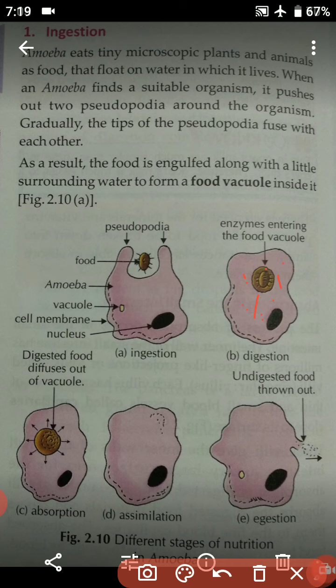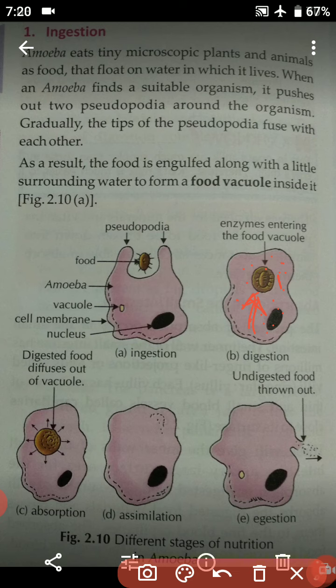So let me tell you once again. Inside the amoeba there is a cytoplasm. This is cytoplasm, and here different enzymes are present. So this enzyme will enter the food vacuole, and inside the food vacuole there is food material. So this enzyme will help in breaking the food into simple and soluble matter.